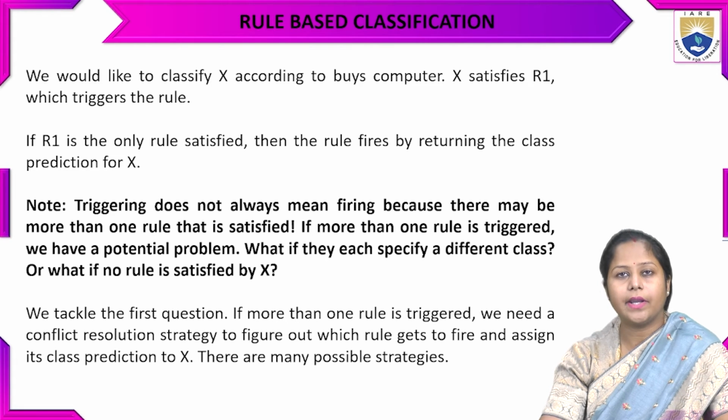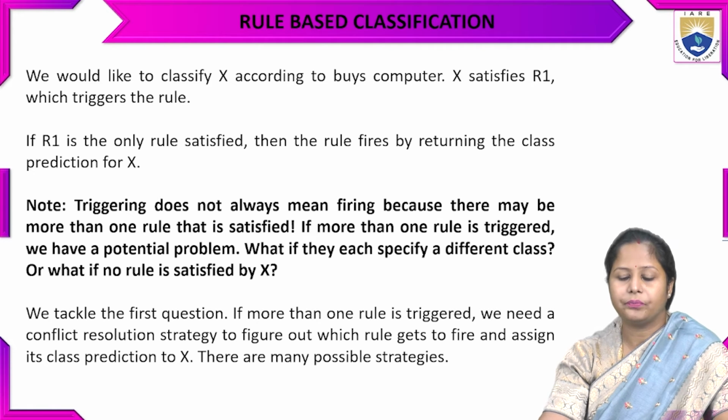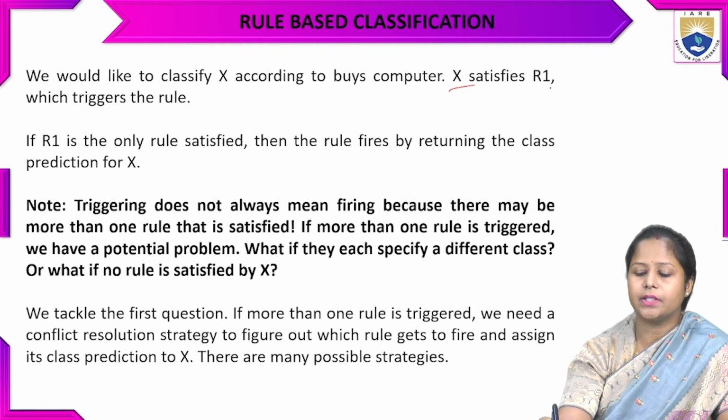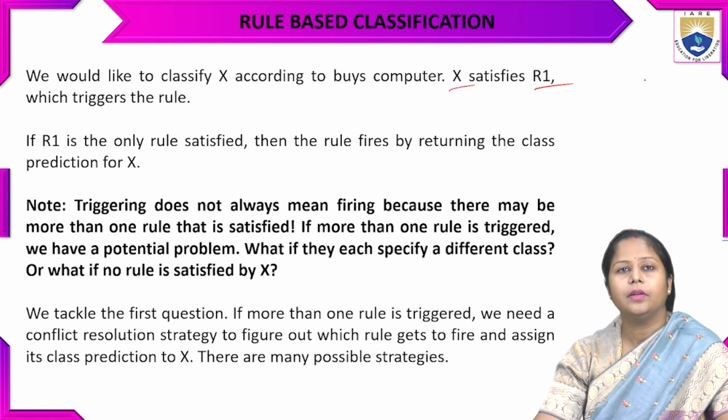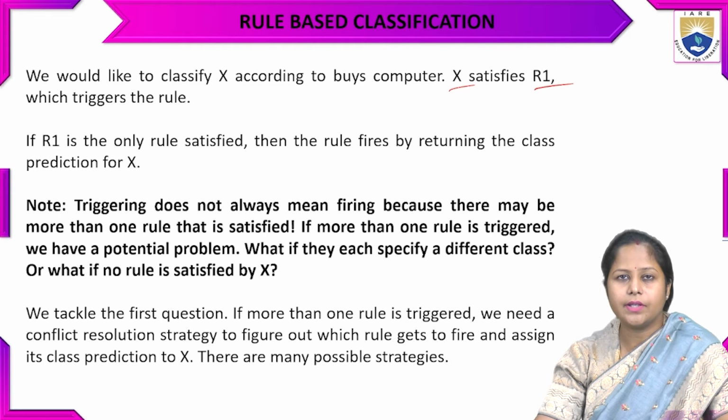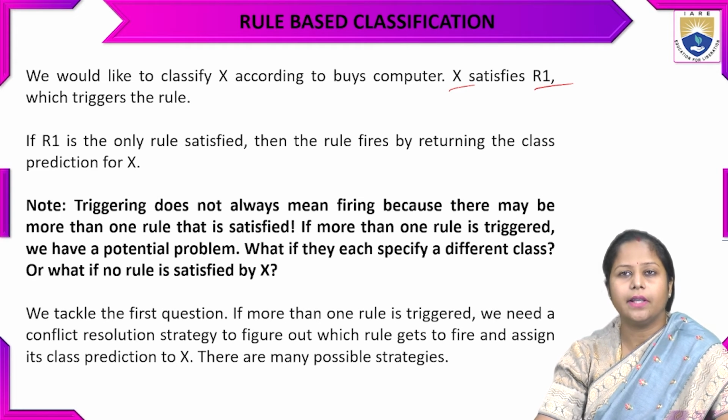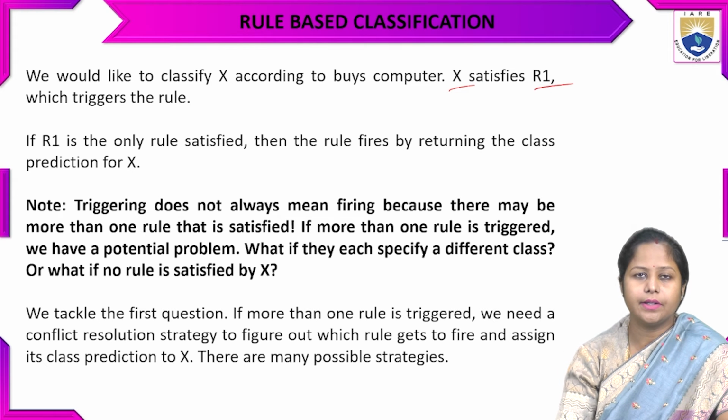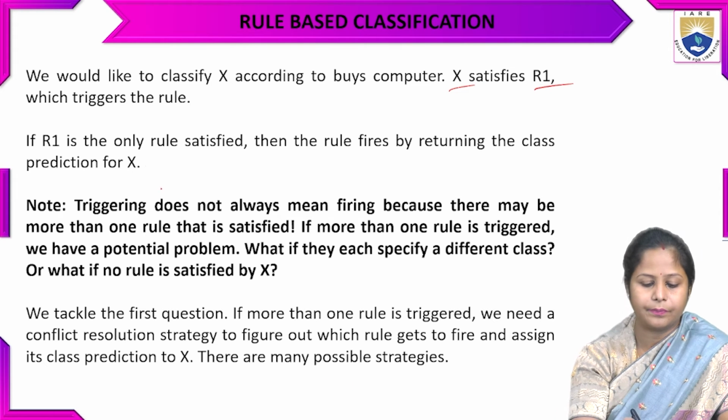We would like to classify X by computer. X satisfies R1, which triggers the rule. So here X is already satisfying the rule R1. That is nothing but triggering the rule. So if R1 is the only rule satisfied, then the rule fires by returning the class prediction for X.